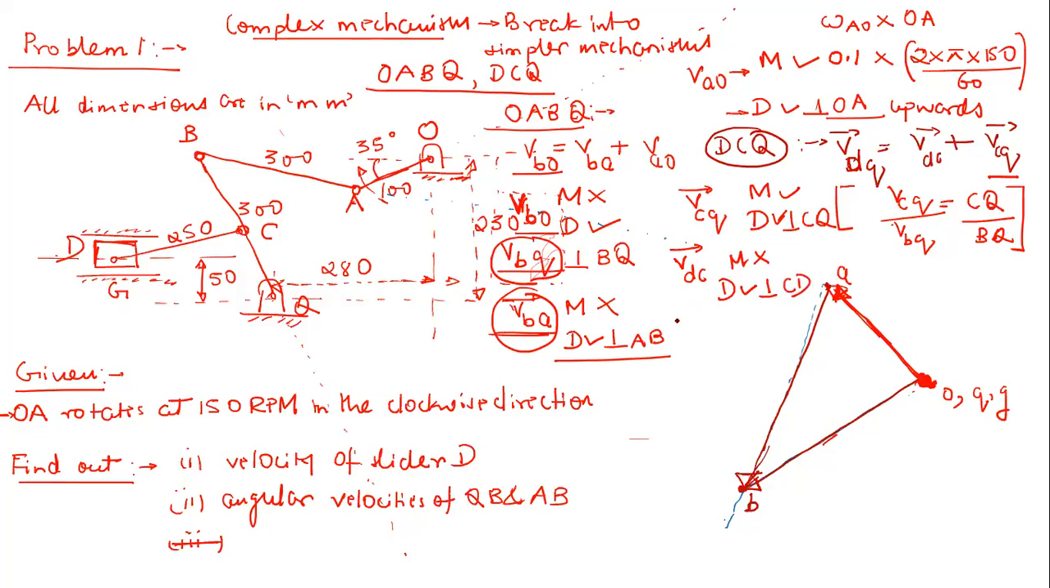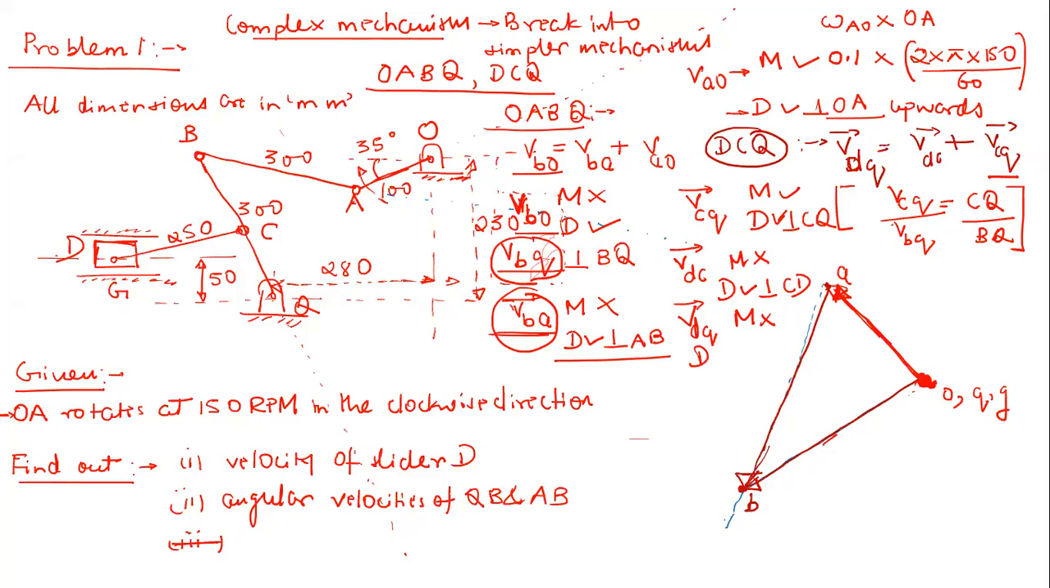Now coming to this VDQ vector. Just tell me, this velocity of D with respect to Q, is it known in magnitude? No, the magnitude is not known. Is it known in direction? Yes. So what will be the direction of this? It will be parallel to G.